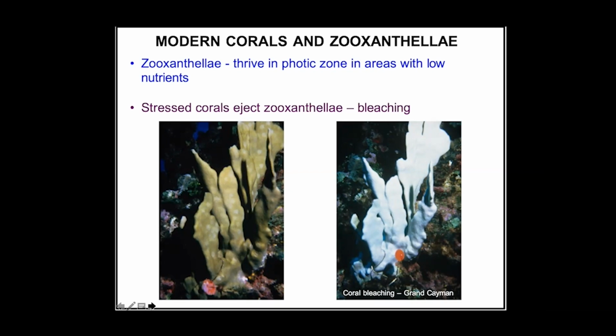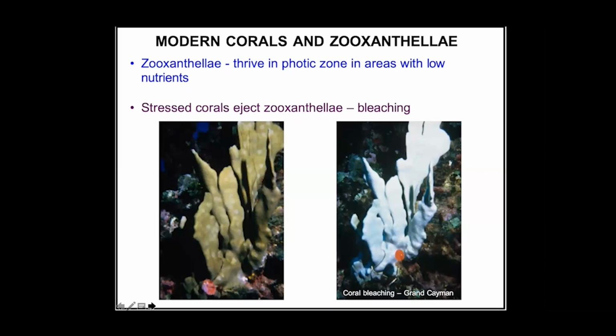The reason it loses its color is because, for various reasons which we don't fully understand, the corals eject the zooxanthellae, and hence you're left with the color of the skeleton. If that is a short temporary phase, that coral may allow the zooxanthellae to come back in and will live again and carry on growing. If the period of bleaching goes on for too long, the coral will probably die. So this is a very important process.